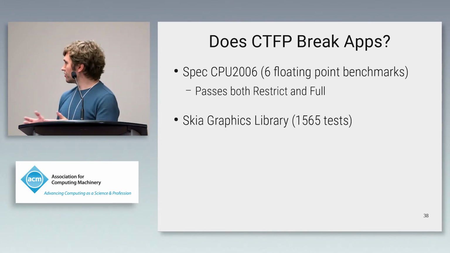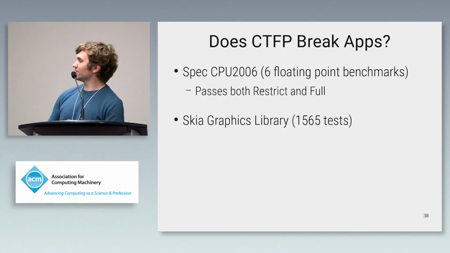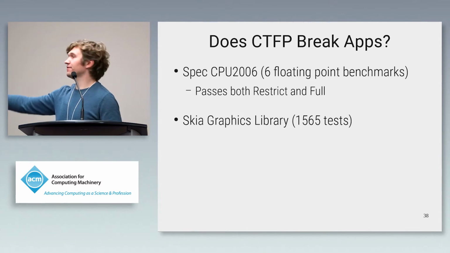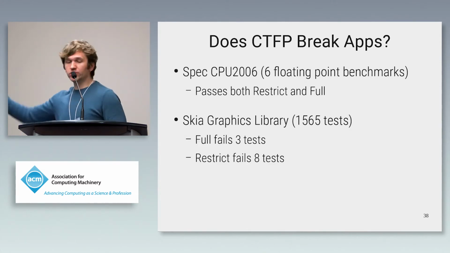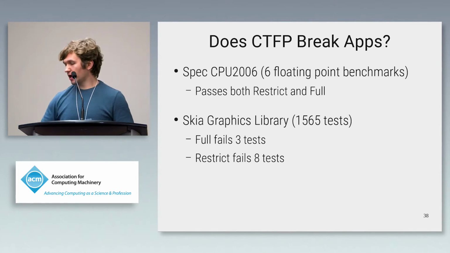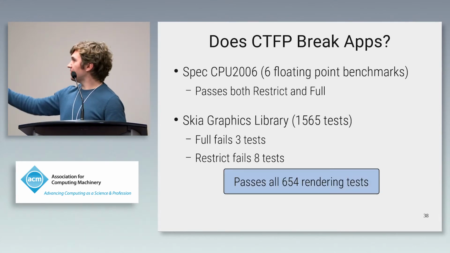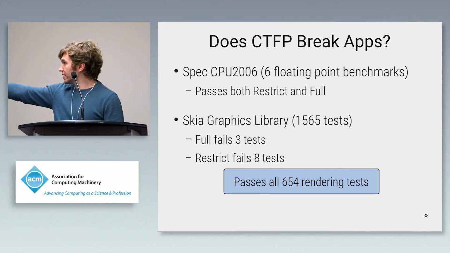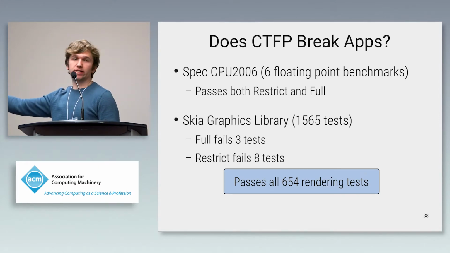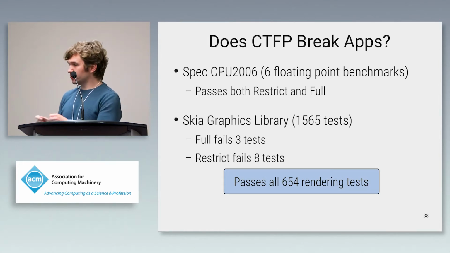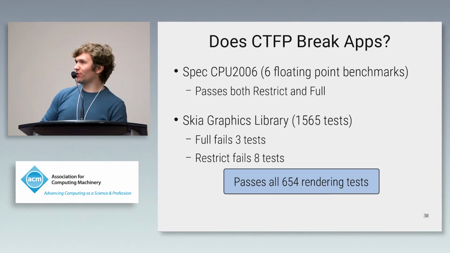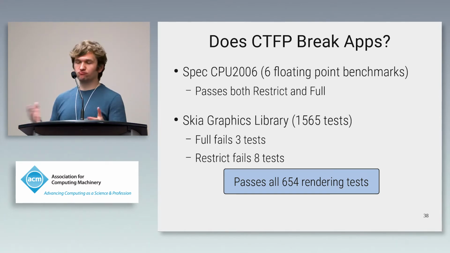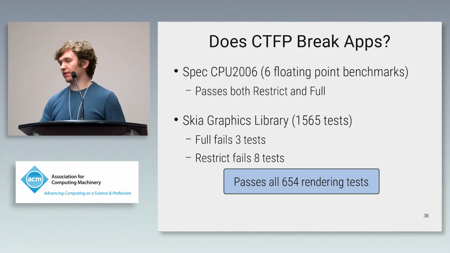Now, that's a little bit of an artificial benchmark, so we also ran it on the Skia graphics library. This has 1,565 tests, a lot of tests. Now, we do see some failures. And in particular, all the failures we see are actually unit tests on floating point numbers. And most importantly, we do pass all the rendering tests. So despite the fact that they do these small tests on very small numbers or even subnormal numbers, every one of the rendering tests do pass. So we don't really affect the output of the library.